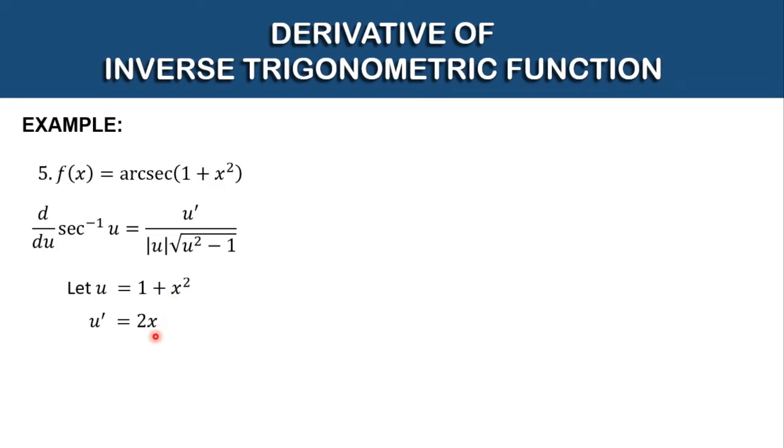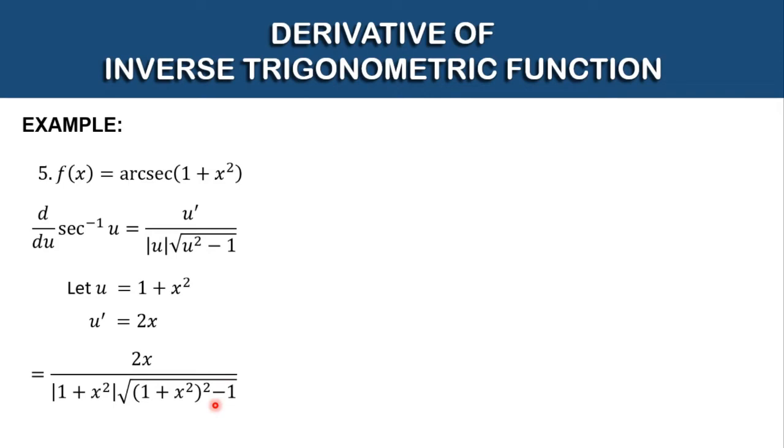Then isubstitute natin itong dalawa dun sa ating formula. In the u prime, we have 2x. In the absolute value of u, we have 1 plus x squared. So yun yung nasa loob ng absolute value natin. Then square root of u squared, ang u squared natin is here. So the quantity of 1 plus x squared, then squared, then minus 1.